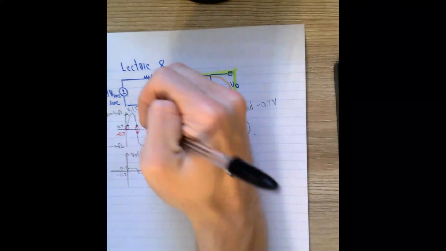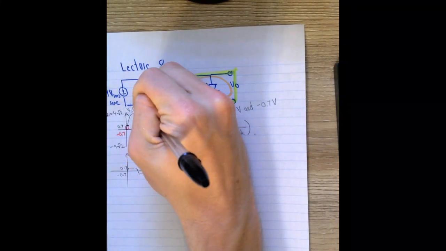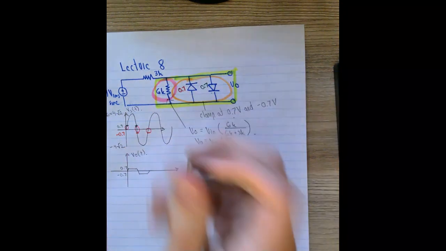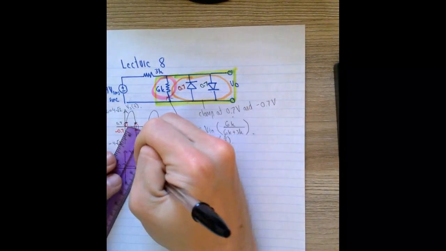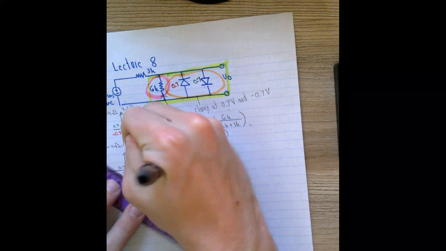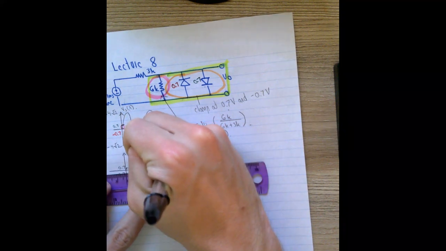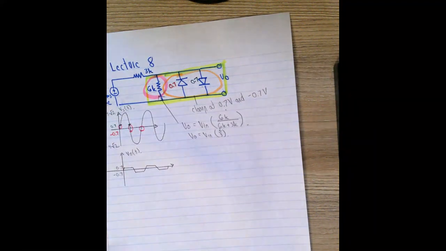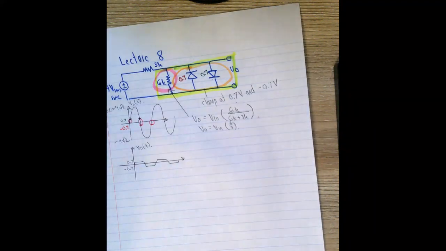So if we just increase the sine wave, this is going to keep going on and on where it will clamp and clamp. Okay, and that's what it's going to look like. So that's what we have here.